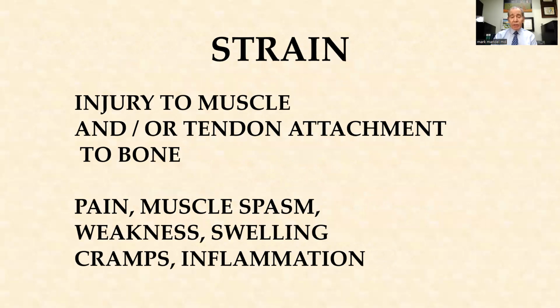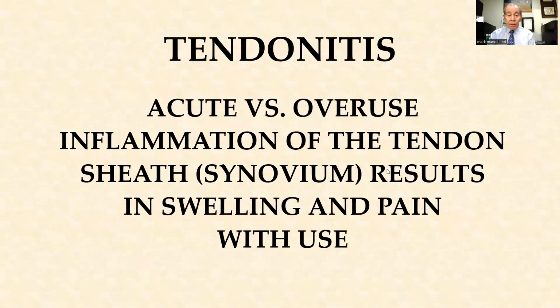A strain, on the other hand, means that the attachment of the muscle or the tendon to the bone is damaged. So these patients actually have muscle spasm, weakness, swelling, cramps, and inflammation. So a sprain is between ligaments, a strain is actually the attachment of the muscle and tendon to the bone. So lateral epicondylitis, for instance, is a strain. There's no tendinitis in lateral epicondylitis.